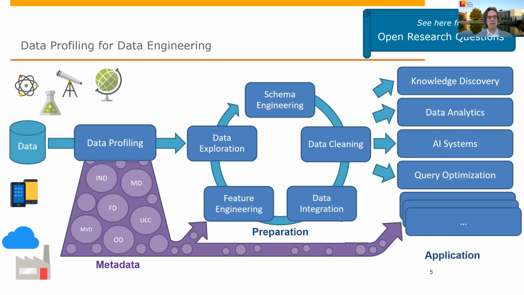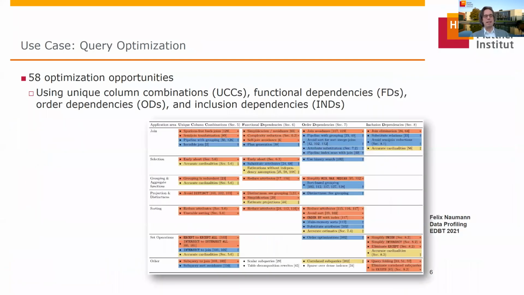So, but to convince you that data profiling is important and that we do need metadata, I'll show you two very quick use cases for the kinds of metadata we're interested in. So we're at the moment writing a survey where we're looking at optimization techniques, query optimization techniques using unique column combinations or key candidates, functional dependencies, order dependencies, inclusion dependencies. How can we use those kind of things to improve our query plans or query processing time?